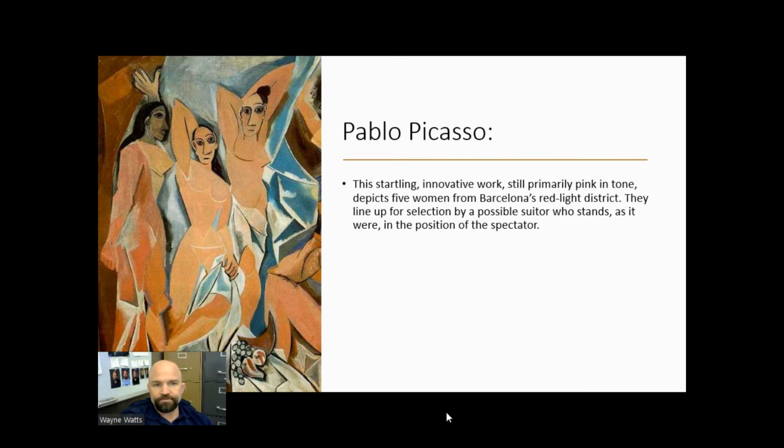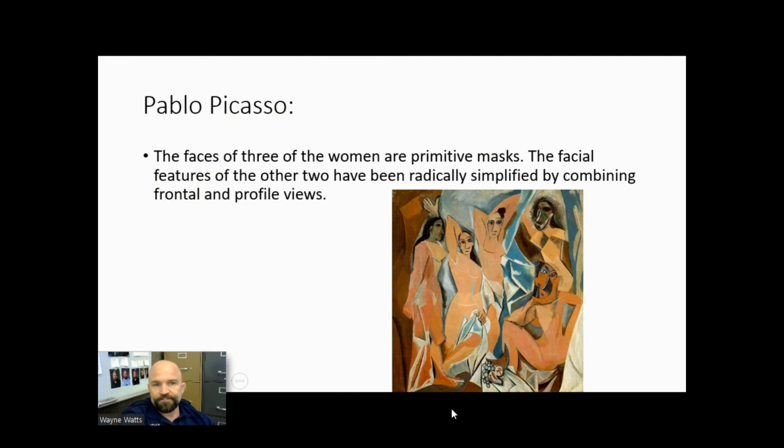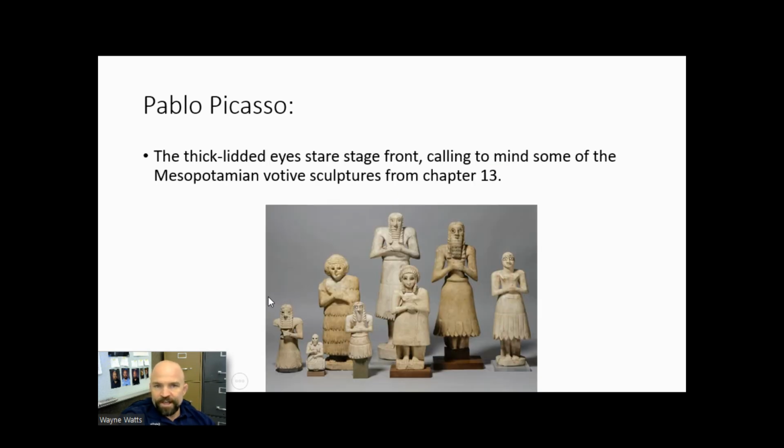They line up for selection by a possible suitor who stands, as it were, in the position of the spectator. The faces of the three women are primitive masks. The facial features of the other two have been radically simplified by combining frontal and profile views. The thick-lidded eyes stare stage front, calling to mind some of the Mesopotamian votive sculptures from the earlier chapter of the book, chapter 13.